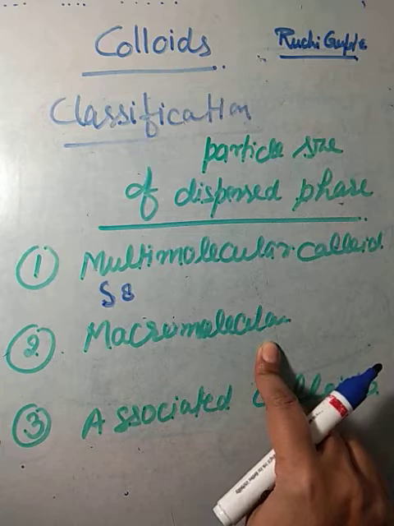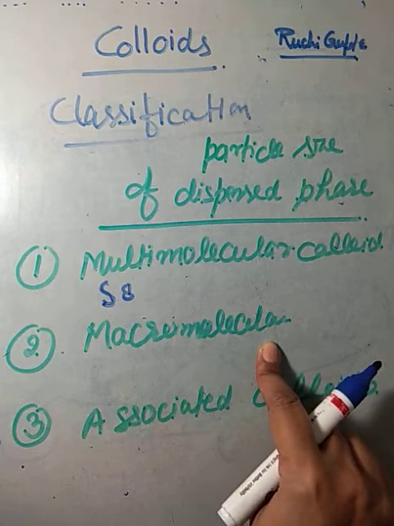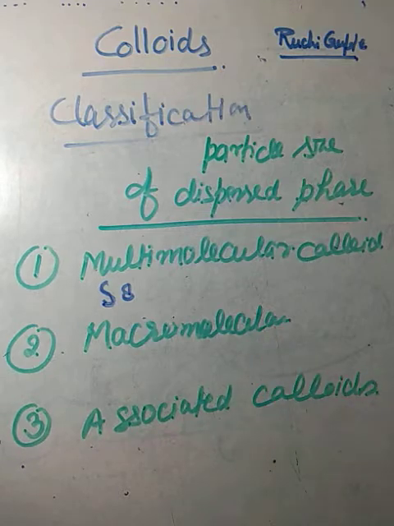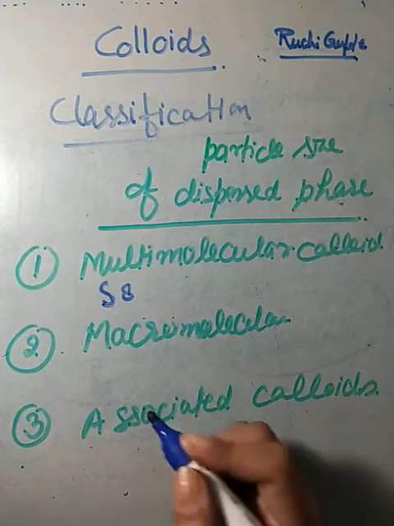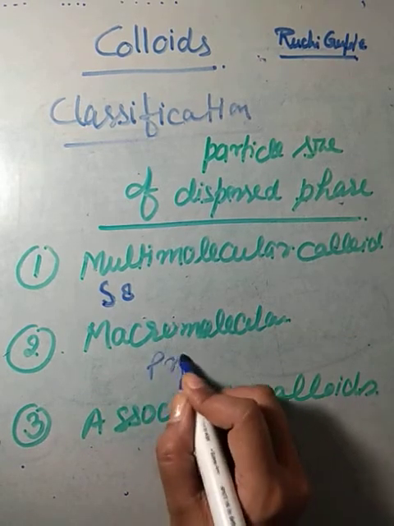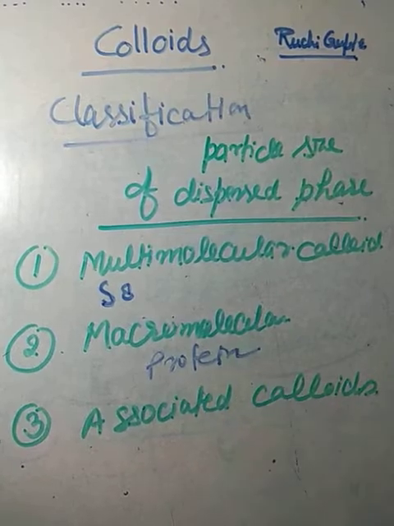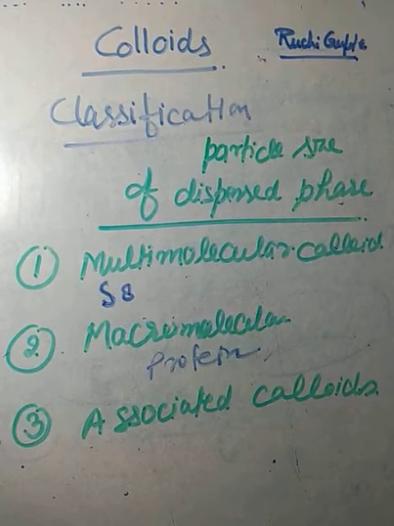Okay, now we'll come to the next, macromolecular colloid. These are the substances having big size molecules, and when they dissolve in a suitable liquid, they immediately form a colloidal solution. These are the macromolecules generally. These are the polymers, for example protein molecules, or you can take an example of cellulose. So these are called macromolecular colloids.